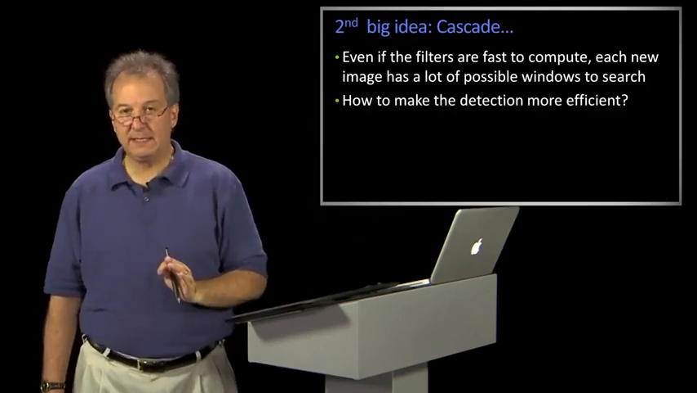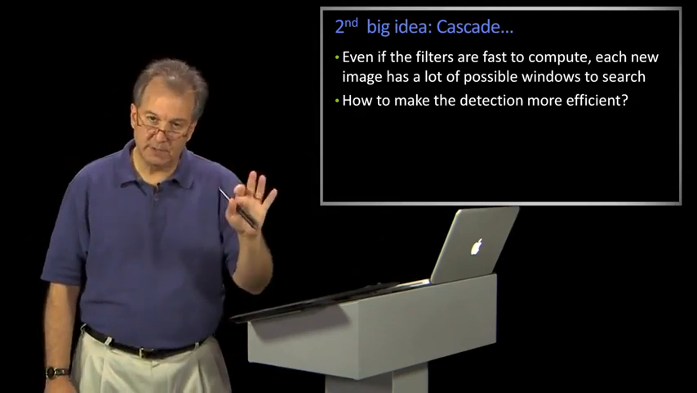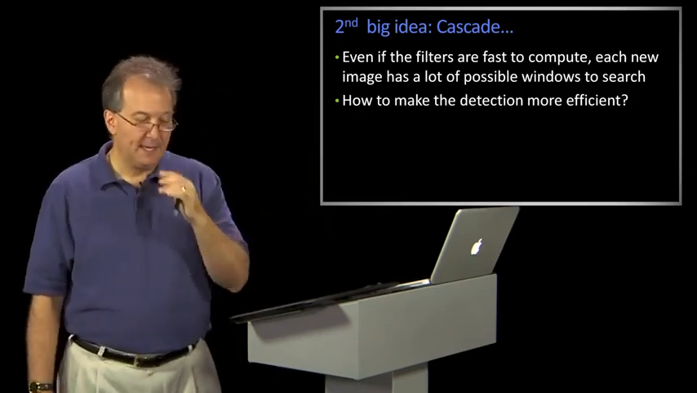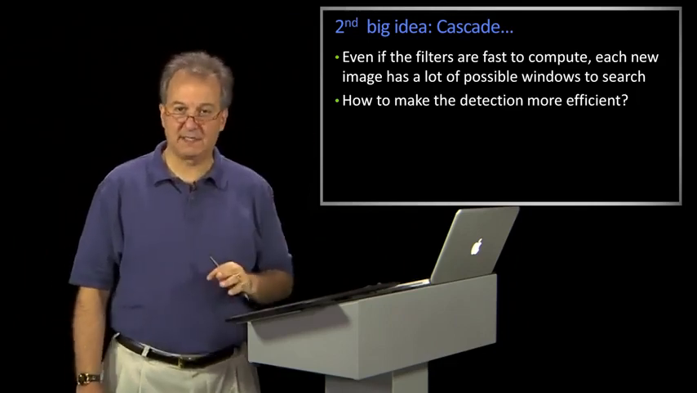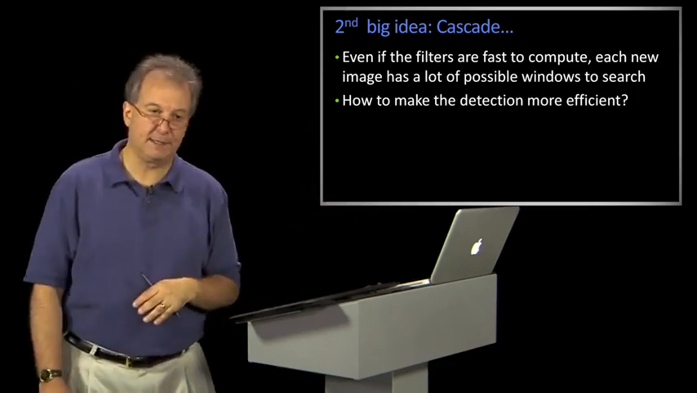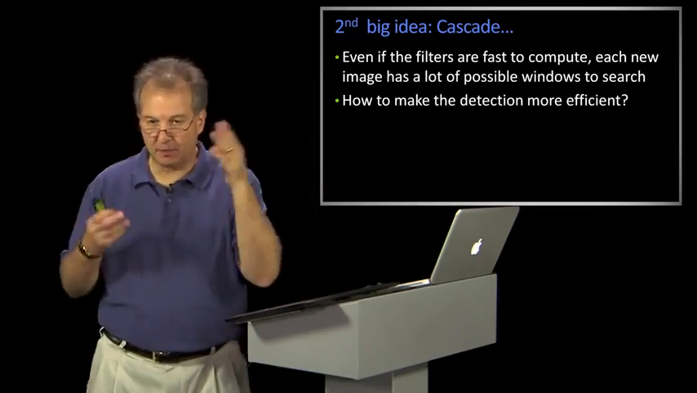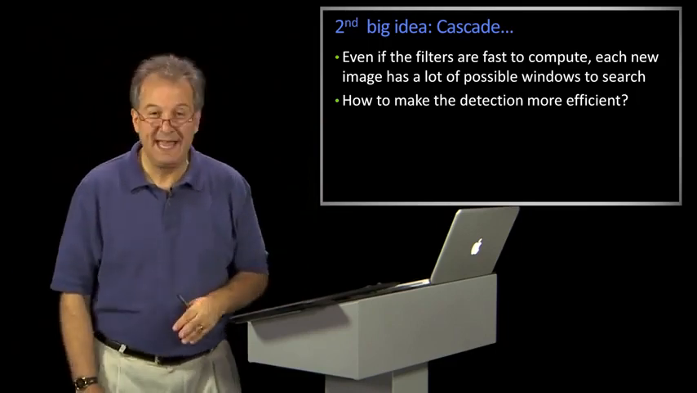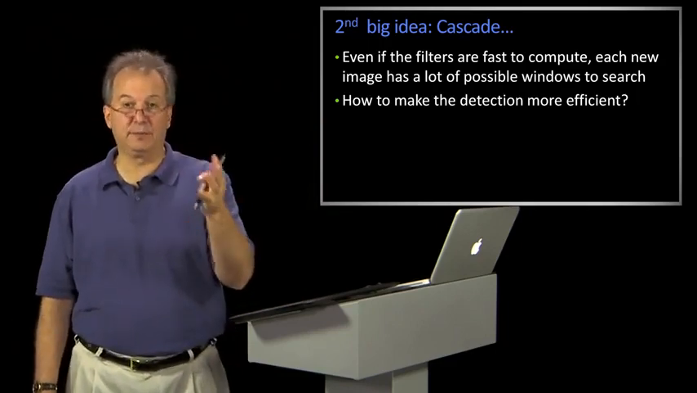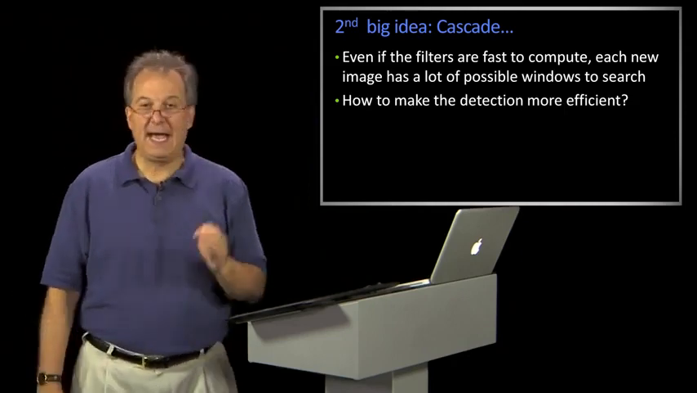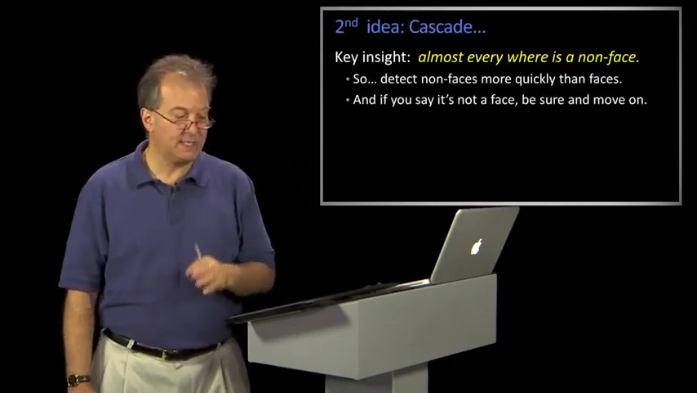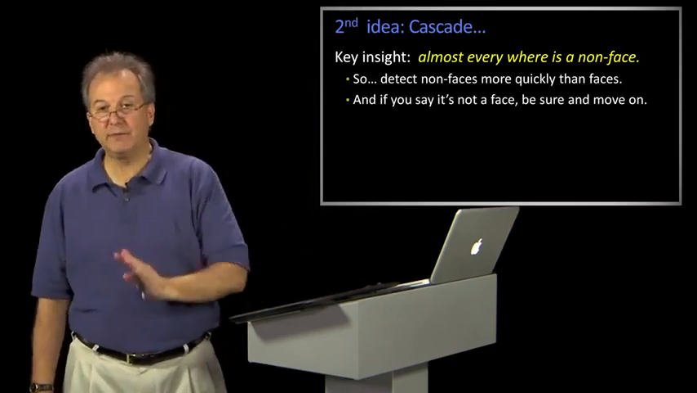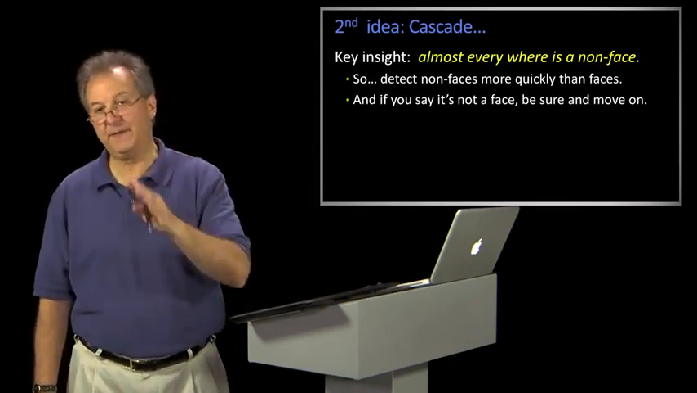So the second big idea of this paper, besides the integral image one, was the cascade. And here's the issue. Even if our filters are really fast to compute, so even if we can compute these rectangles on a new thing very quickly, there's an awful lot of places to go search. How could we make the detection more efficient? And this was the insight. Almost everywhere in a picture is not a face.